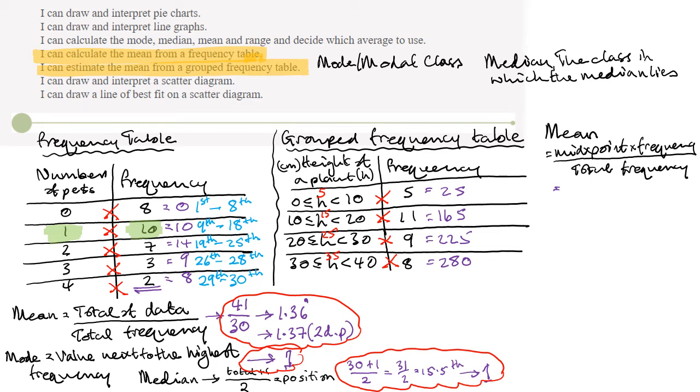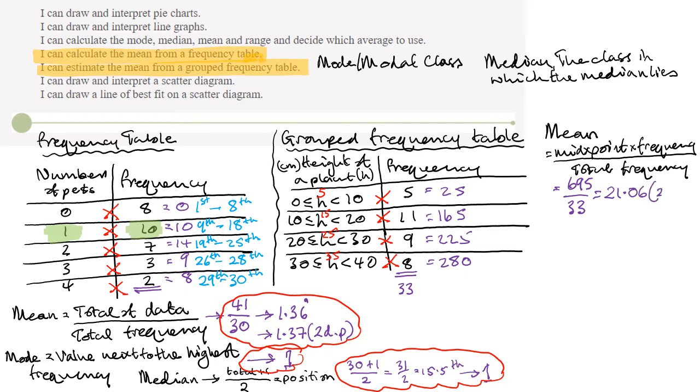So remember, write these totals down. Don't just do it all on your calculator without showing what you've done. Divided by the total of the frequencies, which I'll get from here. So 5 plus 11 plus 9 plus 8, 33. So to find the mean, I do 695 divided by 33, and that's 21.06 to 2 decimal places.